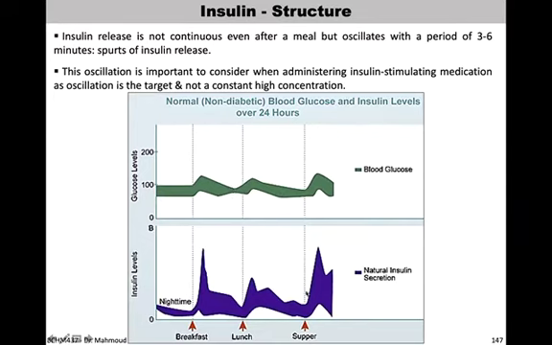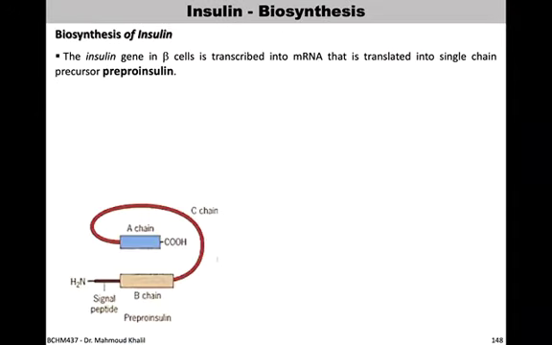And you can see as well that the insulin never shuts down. So it has a minimal basal level of formation of insulin. So what about the biosynthesis of insulin?